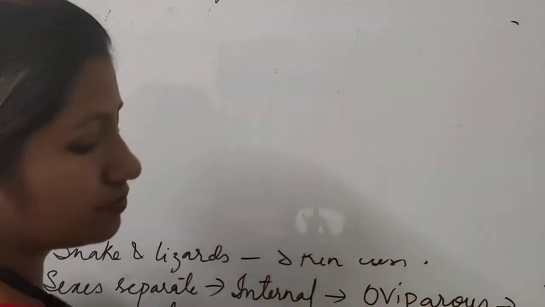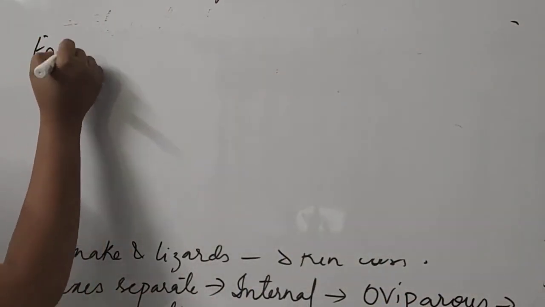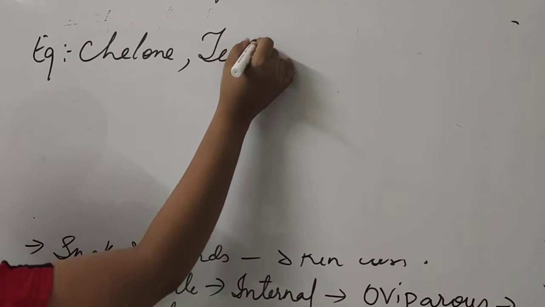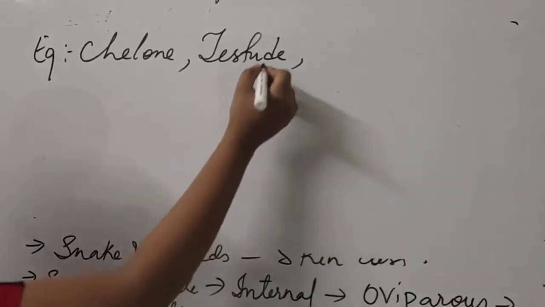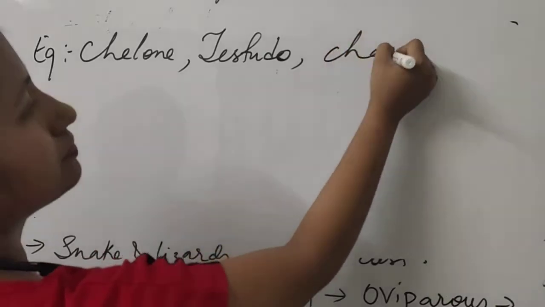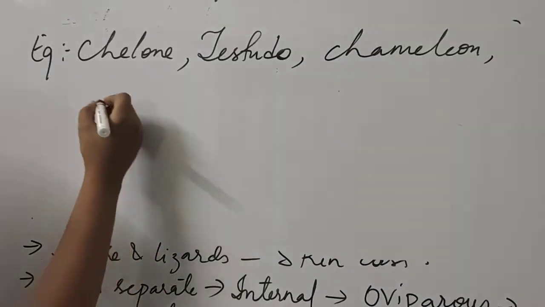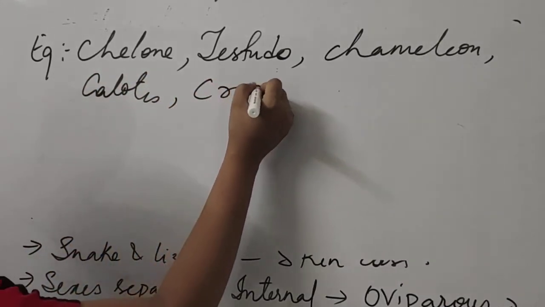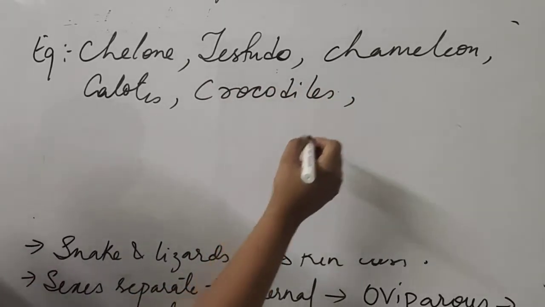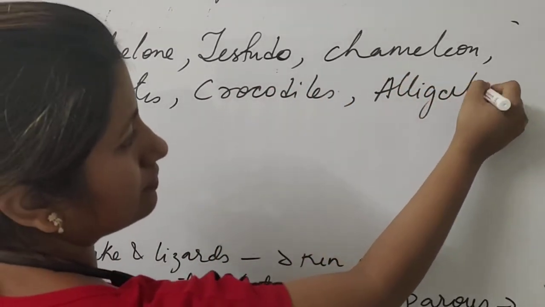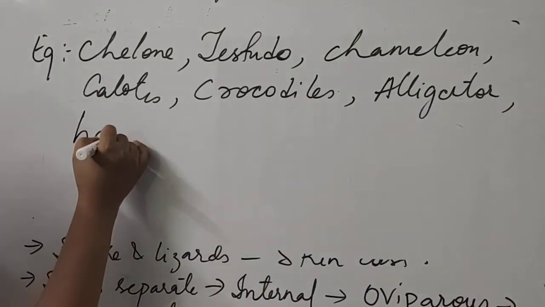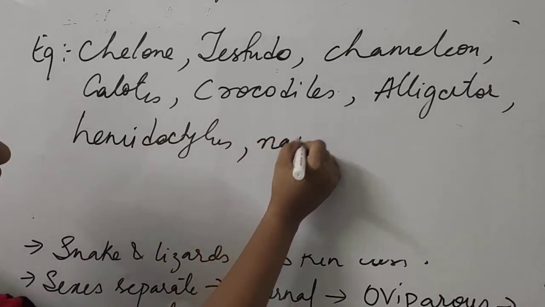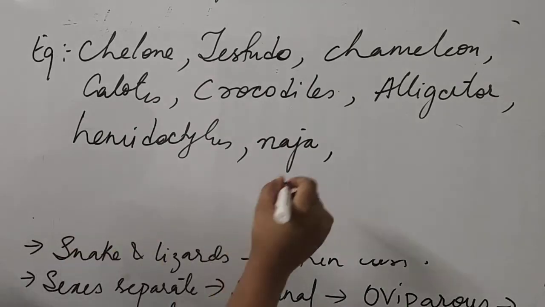Examples are Chelone, which is a turtle. Testudo, which are tortoise. Chameleon. Calotes. Calotes are lizards. Crocodile. Alligator. Hemidactylus. Naja. Naja is a snake, cobra.